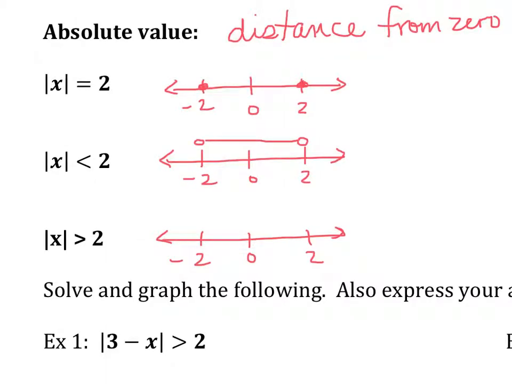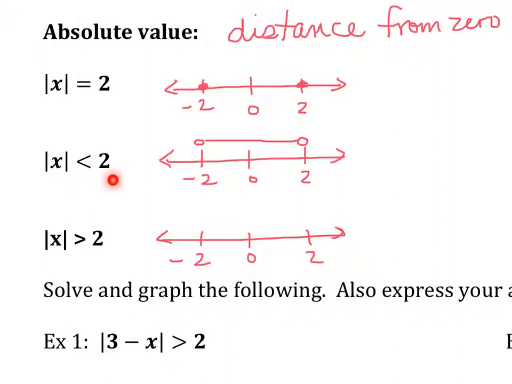Alright, so just to review, absolute value is a number's distance from 0. If you have the absolute value of x equals 2, that means from 0 you're going to count over right and left, 2 spaces. And it's only those 2 points, nothing in between.